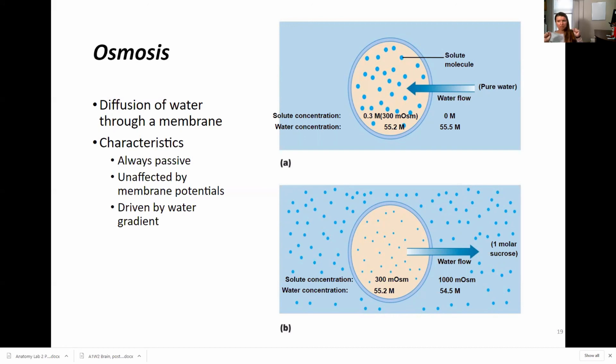However, the tricky thing about osmosis is that instead of tracking the movement of a solute down its gradient, we're tracking the movement of water down a water gradient. And the water gradient is going to be basically the opposite of a solute gradient.